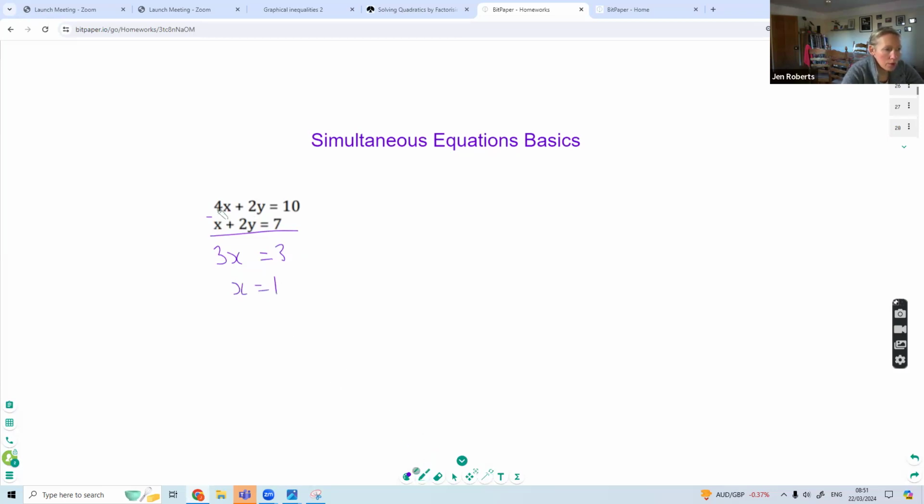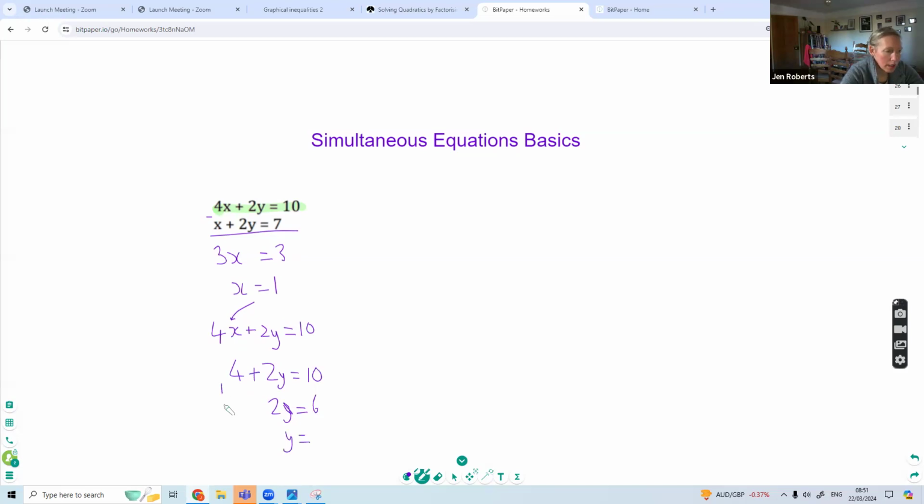I'm going to substitute that in this top equation. We know what x is, and now we need to find out y. So you've got 4x plus 2y equals 10. But x is 1, haven't we? So if you substitute that into there, 4 times 1 is 4. Then to solve this, we need to take 4 off both sides. Oh, that's going to be a y. Divide both sides by 2.